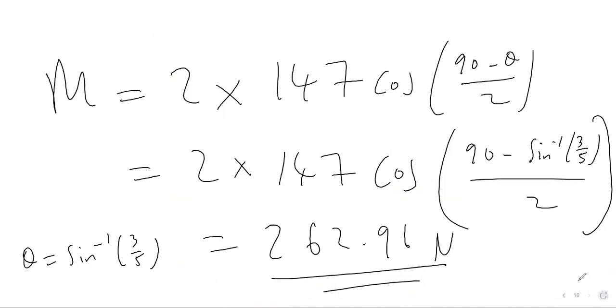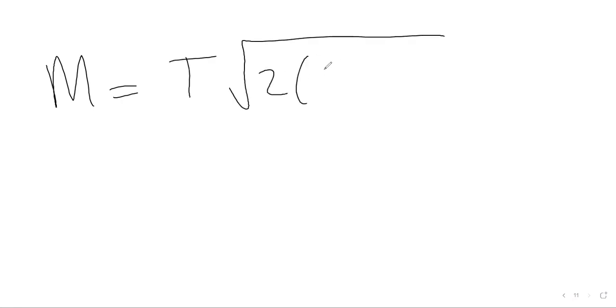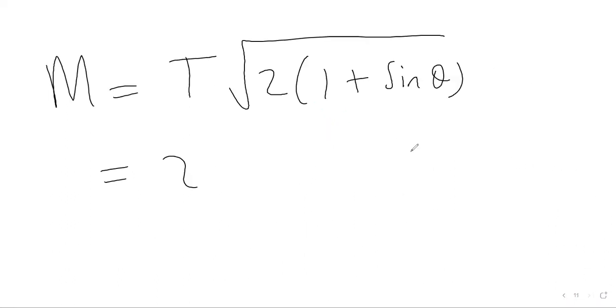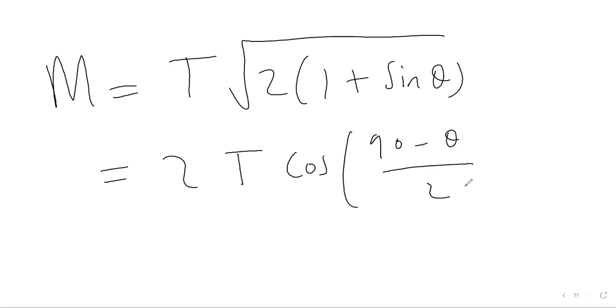So we'll go to a new page for this. You've got two formulas that you could use. The magnitude of the force exerted onto the pulley is equal to the tension times the square root of 2 times (1 plus sine theta). And that's also equal to 2 lots of the tension, so 147 was our tension, let's make a note of that, times cos of (90 minus theta) over 2. So you could use either one of those formulas to check the answer.